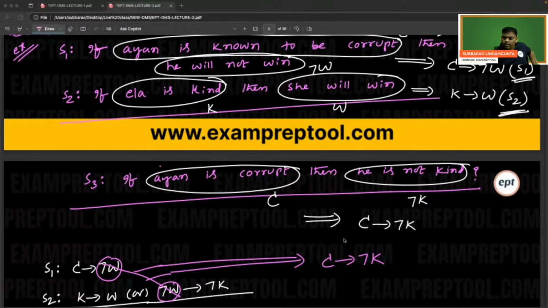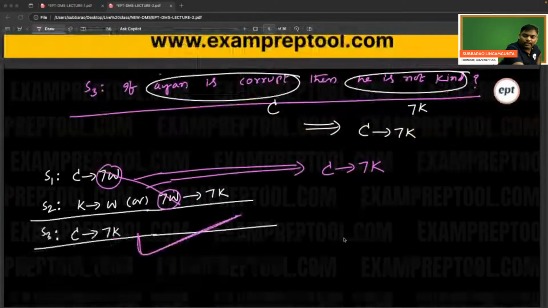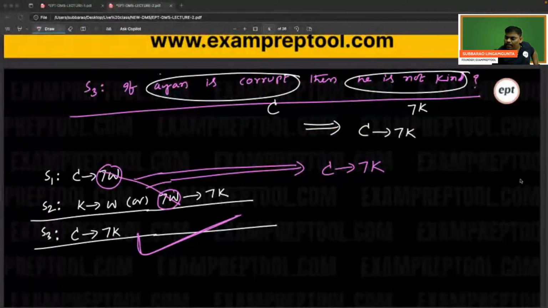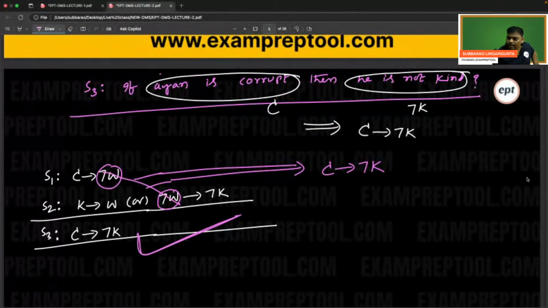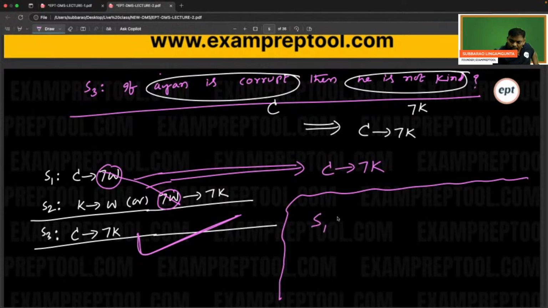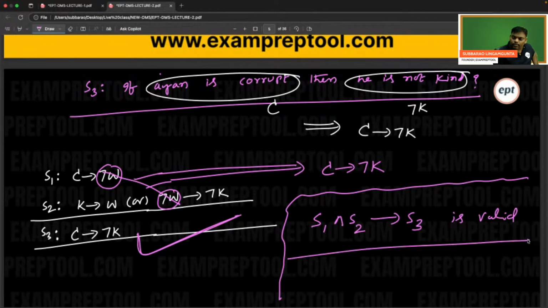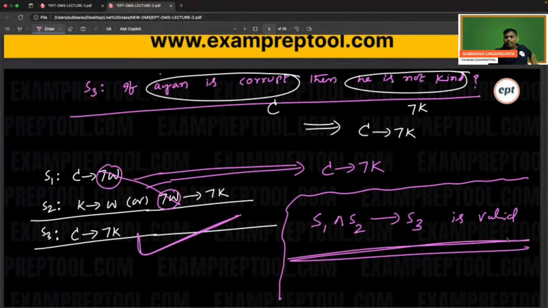Some people are asking, sir, what is the meaning? I will write the implication terminology. This can be written like this: S1 and S2 implies S3 is valid. It is a valid statement.